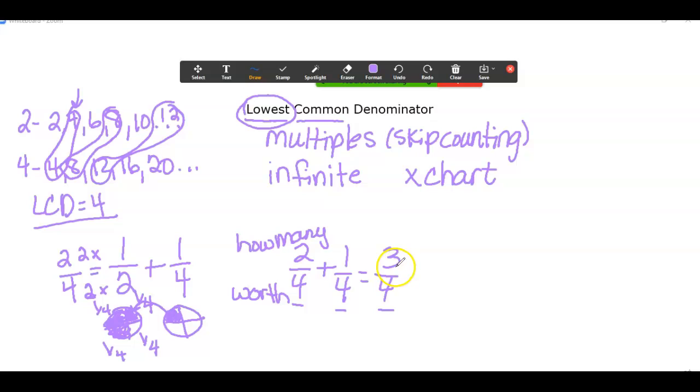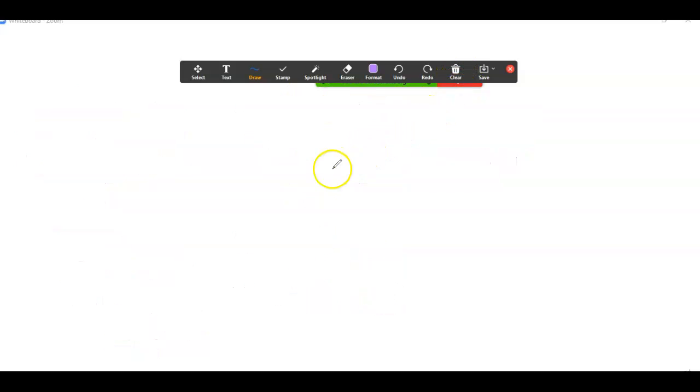Okay, and each of those 3 pieces is worth a fourth. Okay, let me clear this. So now let's do a few. Now that we've had that introduction, I want to find common denominators for 3/8 and 2/3.